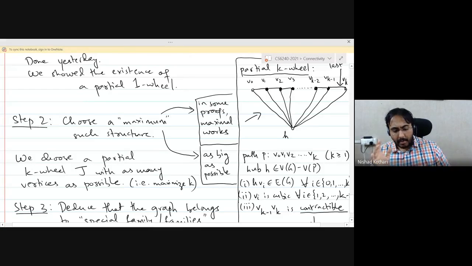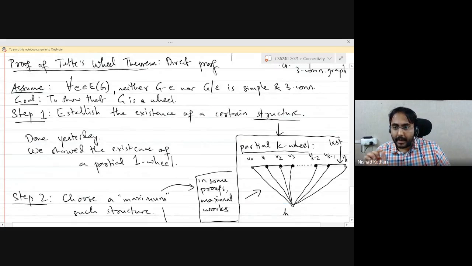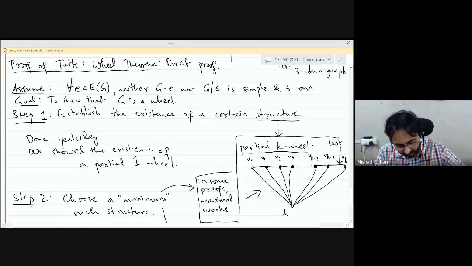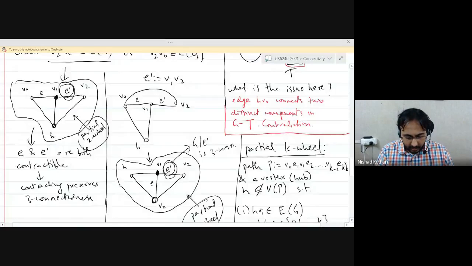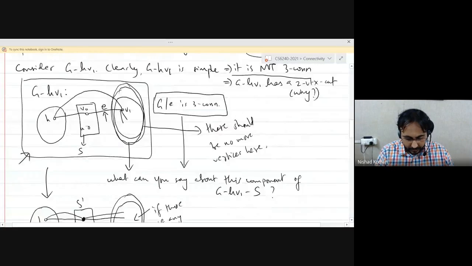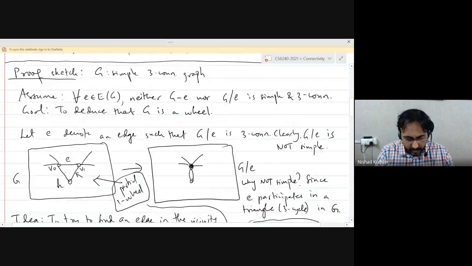Remember, our goal is to show that the whole graph is a wheel. So we are trying to get there. We are trying to show that there is a partial K-wheel in the graph, and soon we will show that actually the whole graph is more or less what you see. You need to add one more edge actually. So your graph is going to be a wheel. So what we did yesterday is we showed the existence of a partial one wheel. Let me quickly take you through how we got there, but I will not spell out each detail today.